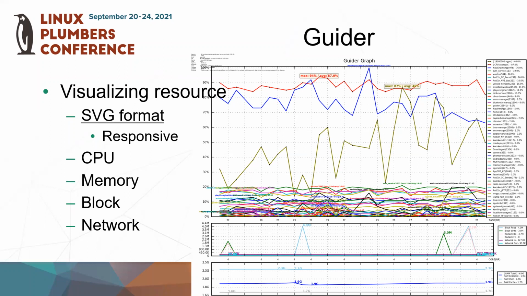First visualization feature is about resource graph. As shown in the picture, the top box shows graphs of CPU usage for running processes. The box on the right side is the label list for those CPU graphs. And the middle box shows graphs of block and network I/O for the whole system. The bottom box shows graphs of memory for the whole system.